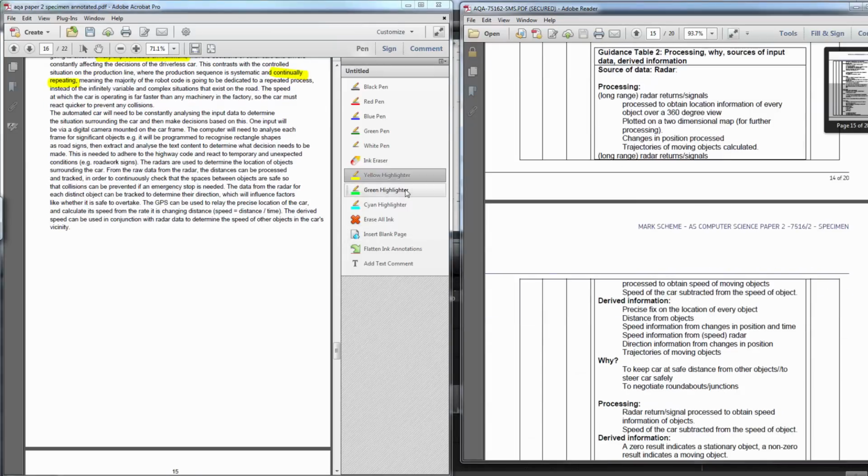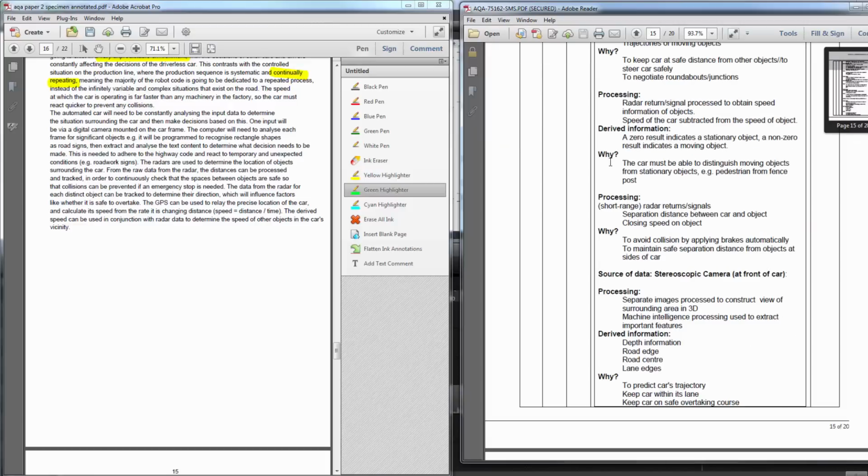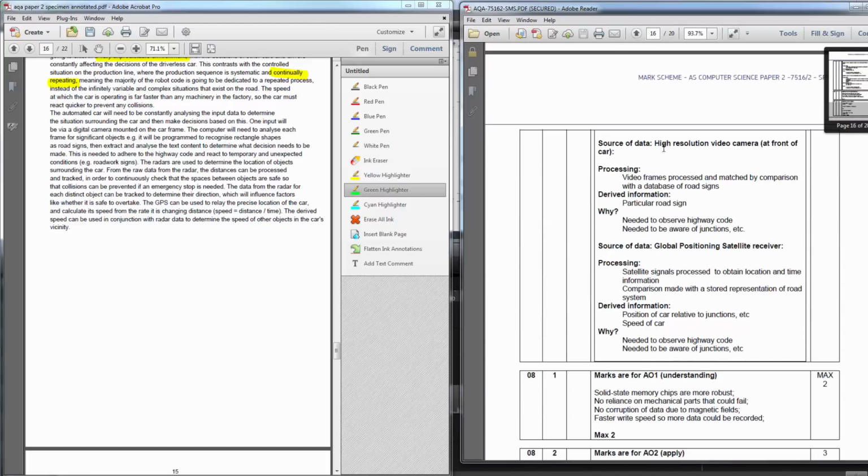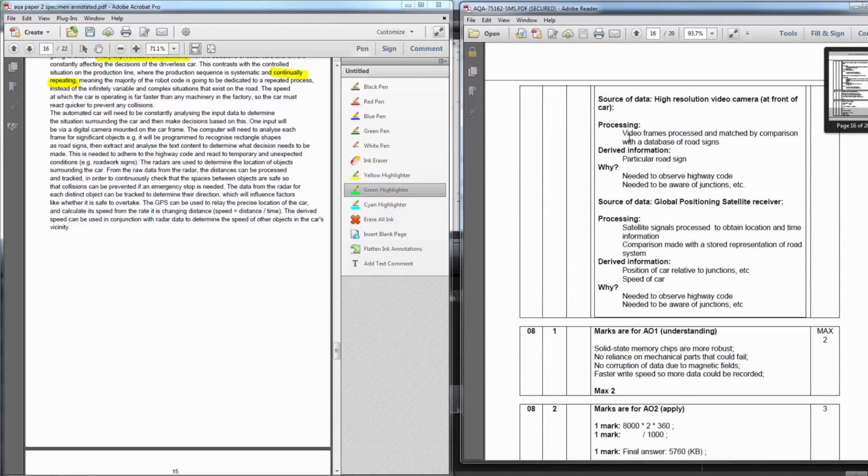Then we need 3 sort of bits matching up in terms of the inputs. And so the first one I kind of talk about is the digital camera. And so it needs to analyse each frame for significant objects. So this is a radar. I still don't really understand what a stereoscopic camera is. So high resolution video camera. So frames processed. I think I said analysed and matched by comparison with a database of road signs. Okay, so I talked about road signs, so that's good.